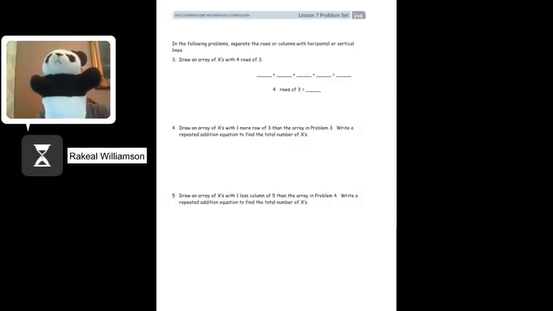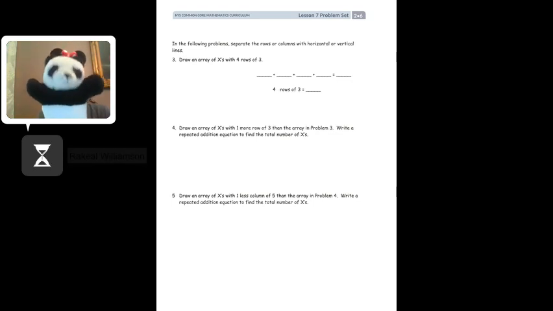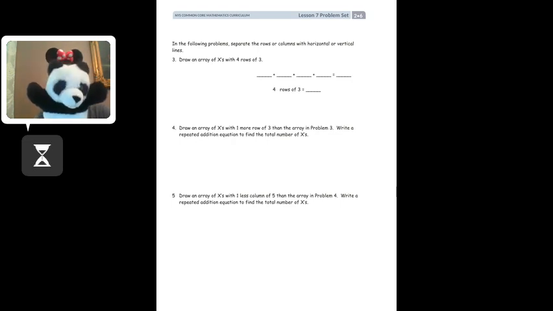All right, boys and girls, now it's time to move on to number 3. Number 3, in the following problems, separate the rows or columns with horizontal vertical lines. Draw an array of x's with 4 rows of 3. And then we're going to work on a repeated addition equation. And then you're going to do the sentence statement, 4 rows of 3 equals.